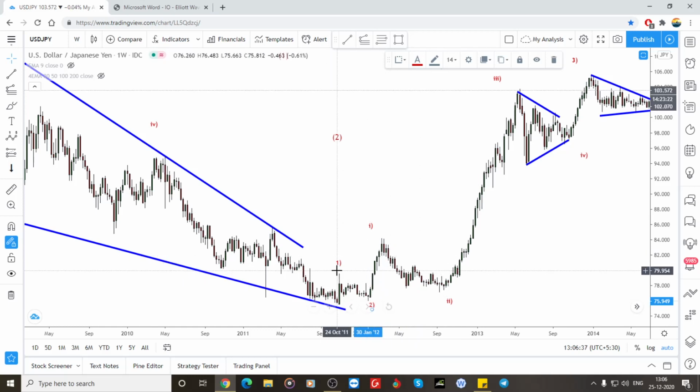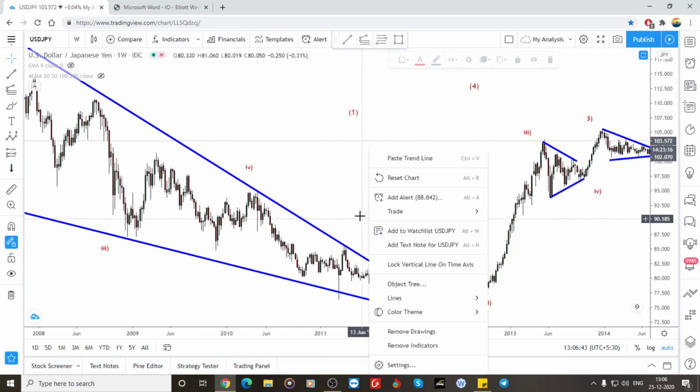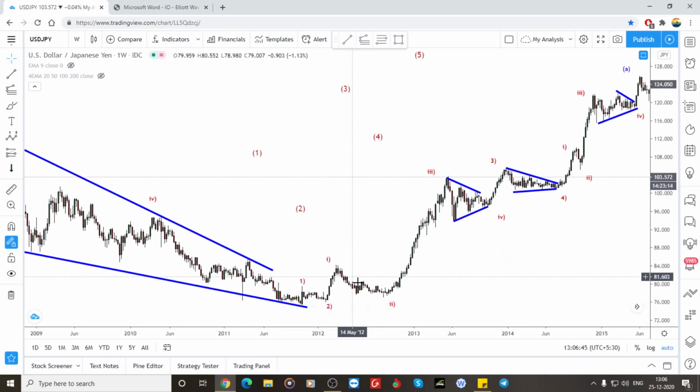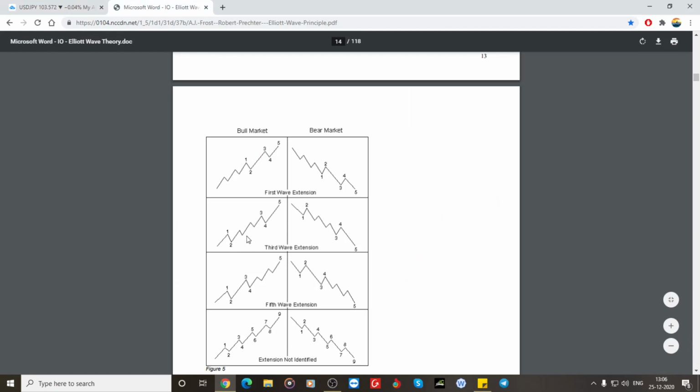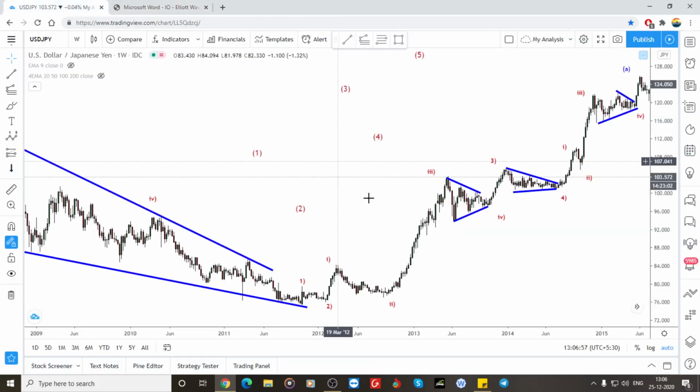Wave 4 cannot overlap wave 1. Sorry, wave 4 cannot overlap wave 1. So here, the third rule is extension. How it is explained here is like this.